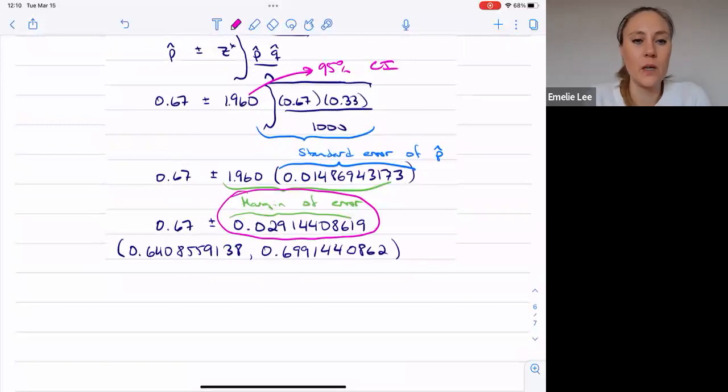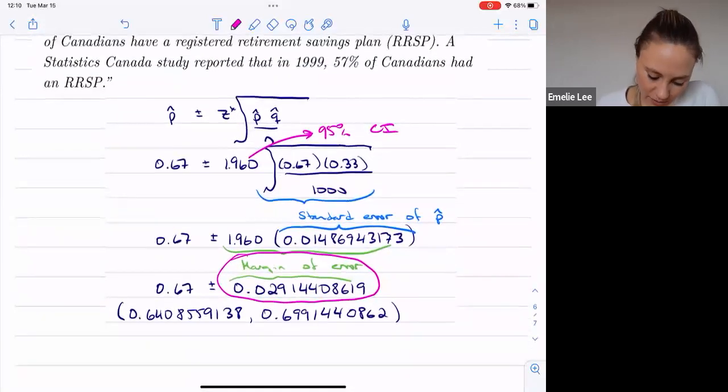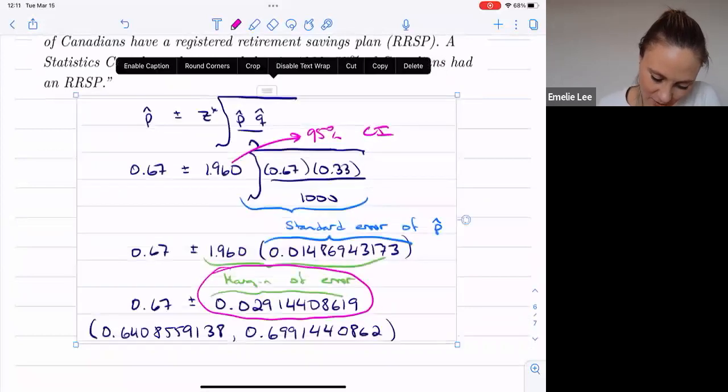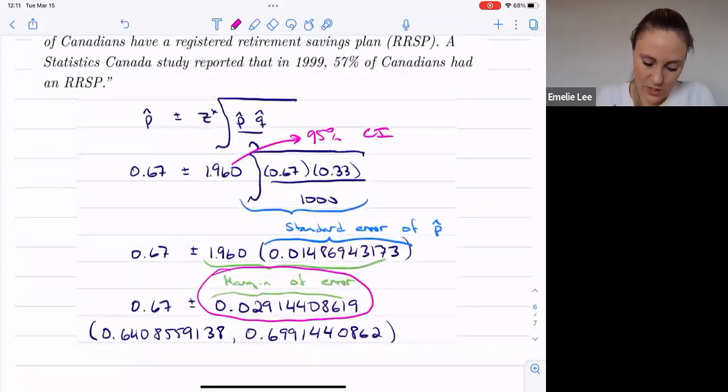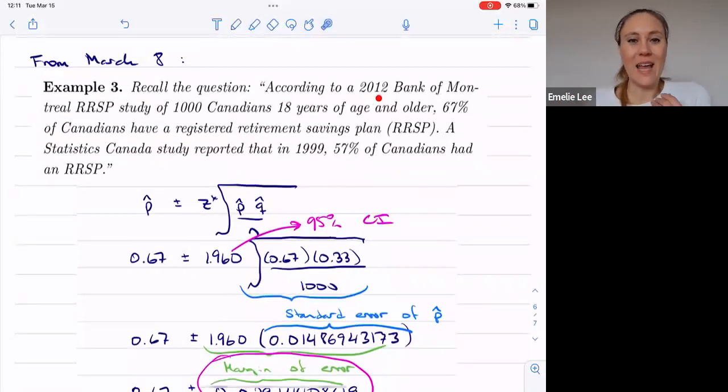Okay. So now, what if I want to use this to calculate what sample size I would need? So this was done in 2012. And what if I want to do it now? Yikes, 10 years later, in 2022, right?